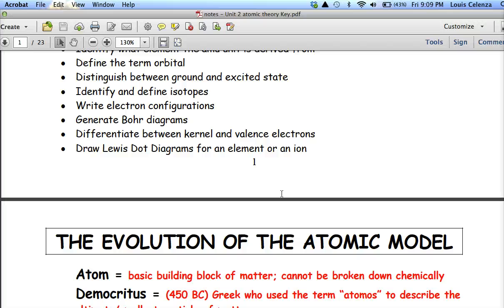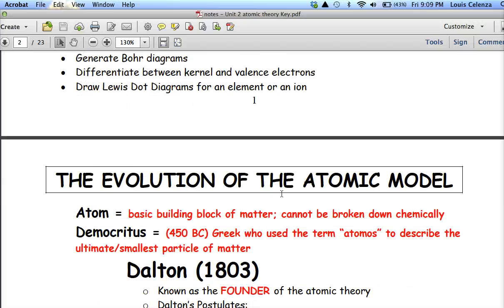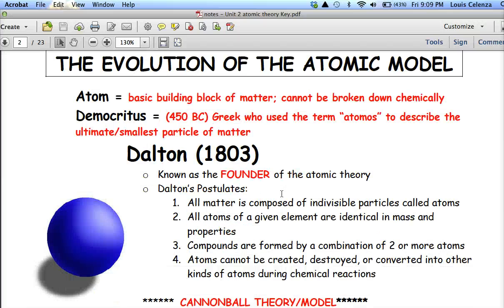So let's go on and start to look at how the atomic model has evolved over the years. The first definition would be the atom. The atom is the basic building block of matter. Everything that is considered matter, which is pretty much everything, is made up of atoms. Atoms cannot be broken down chemically.